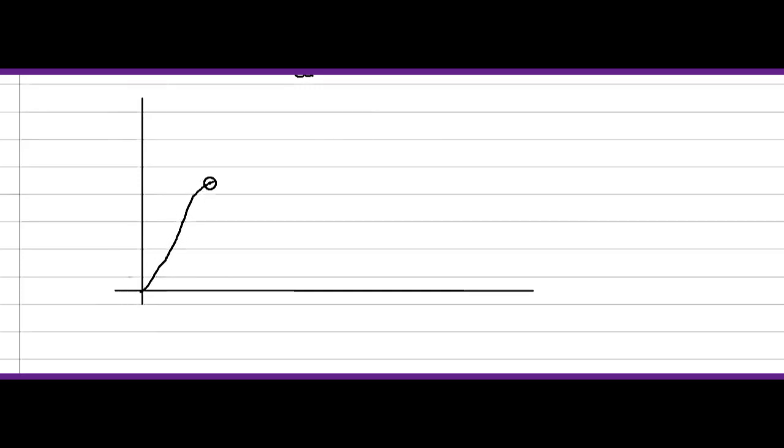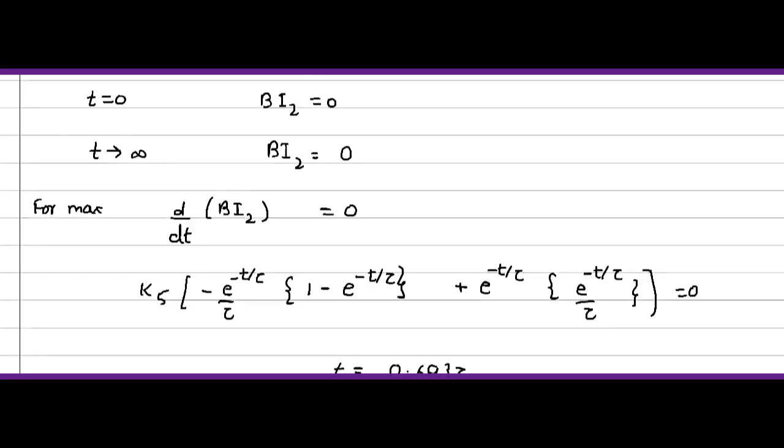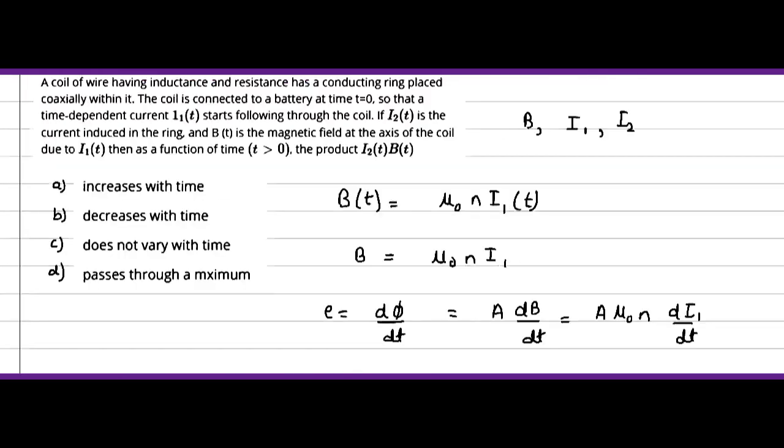So what would our graph look like if we plot it? It would be basically like this. Initially it would be rising, after some time it would reach its maxima, and at infinity it would turn itself to 0. So this is the product b into I2, this is our time, and this is the time at which it reached the maxima. Which option would be the correct option for our case? It is not increasing with time every time, neither is it decreasing, and it does not stay constant with time either, which is also wrong. So it passes through a maxima. So our correct option would be option D. Hope you have understood this solution. Thank you.